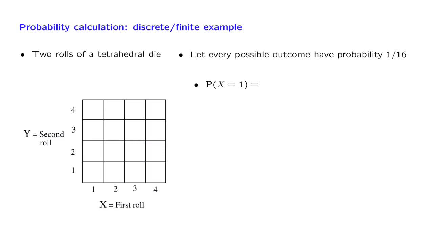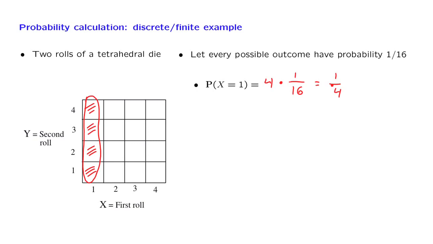Let us look first at the probability that X, which stands for the result of the first roll, is equal to 1. The way to calculate this probability is to identify what exactly that event is in our picture of the sample space and then calculate. The event that X is equal to 1 can happen in four different ways that correspond to these four particular outcomes. Each one of these outcomes has a probability of 1 over 16. The probability of this event is the sum of the probabilities of the outcomes that it contains, so it is 4 times 1 over 16, equal to 1/4.